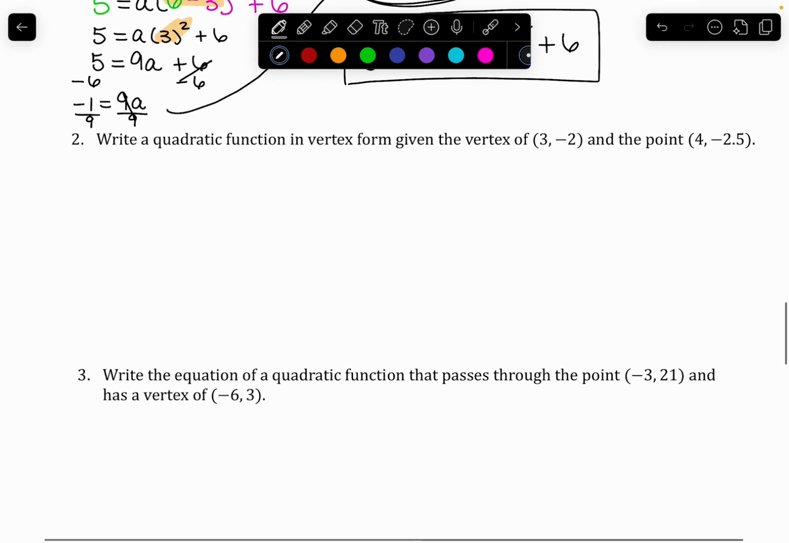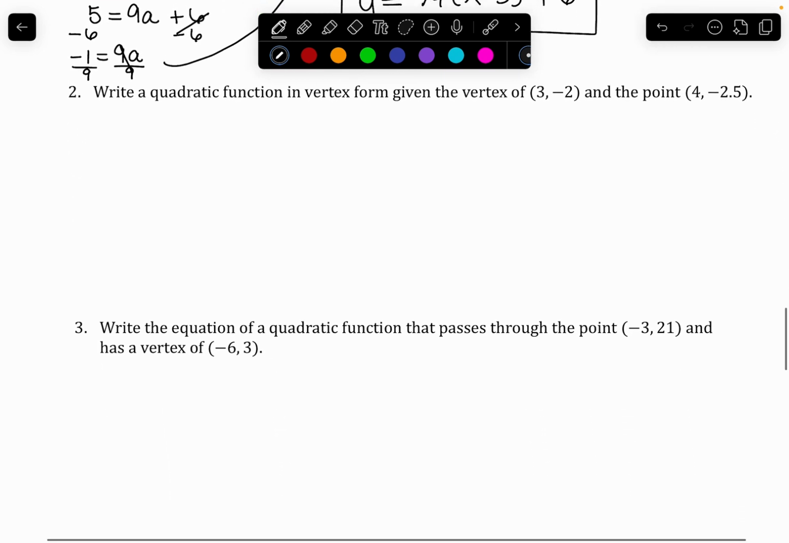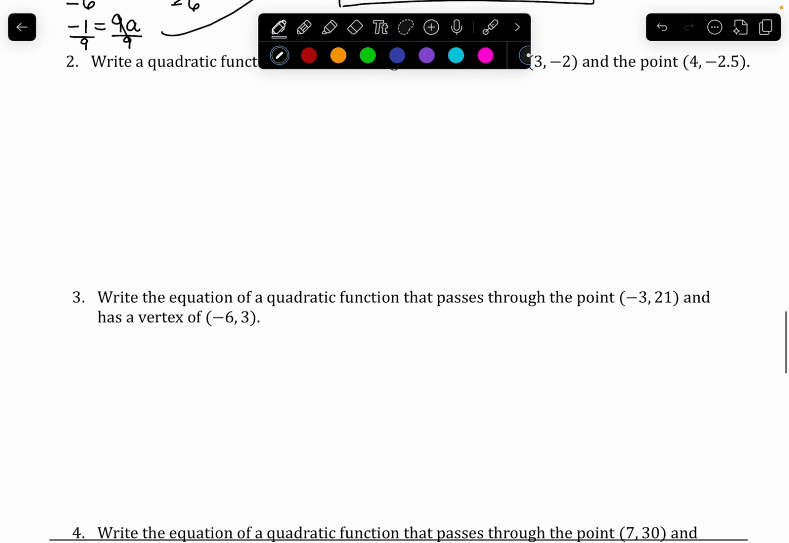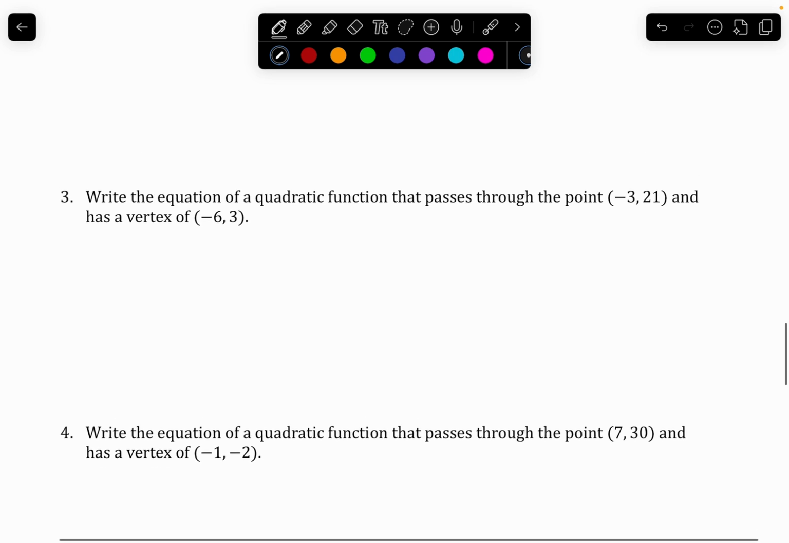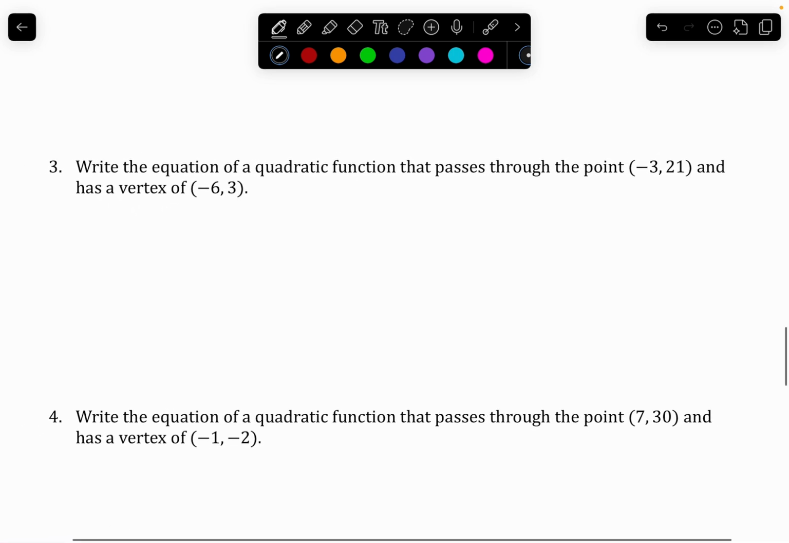Let's do another one. I'm going to skip number 2, and instead I am going to go down to number 3. Number 3 says, write the equation of a quadratic function that passes through the point -3, 21 and has a vertex of -6, 3. So it's really important that you pay attention to the order that they give you your coordinates in, because sometimes they'll give you your vertex first and sometimes they'll give you your point first.